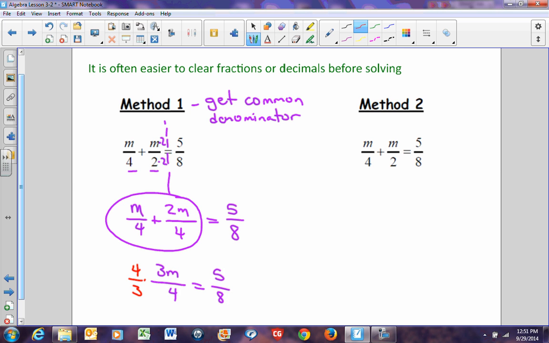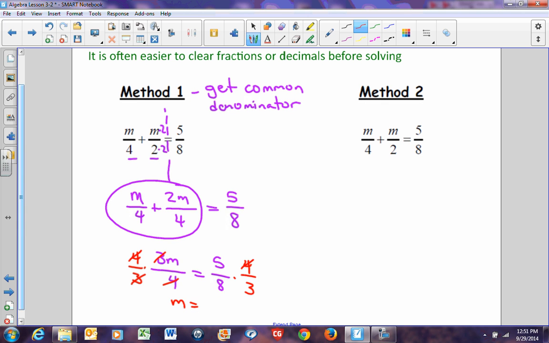If I do that to one side of the equation, I can do that to the other side of the equation. These 3's cancel out, these 4's cancel out, leaving me with m. If I look at this here, 4 goes into itself once, and it goes into 8 twice. 5 times 1 is 5, 2 times 3 is 6, so m equals 5/6. Now that is certainly a viable way in which to solve this equation. It may not be the fastest way.